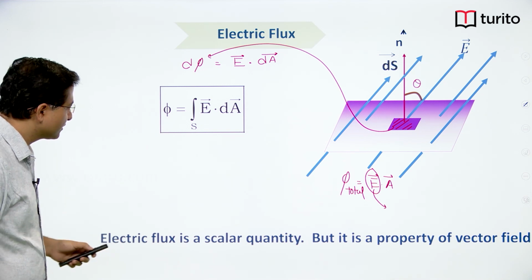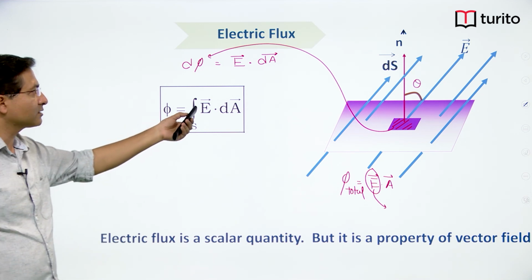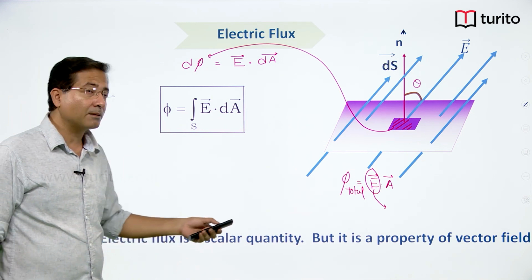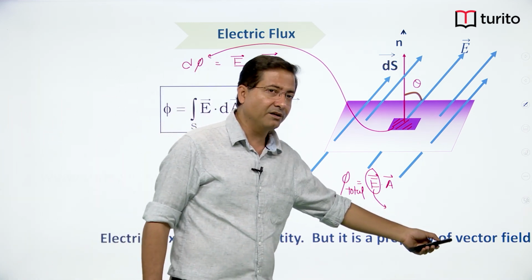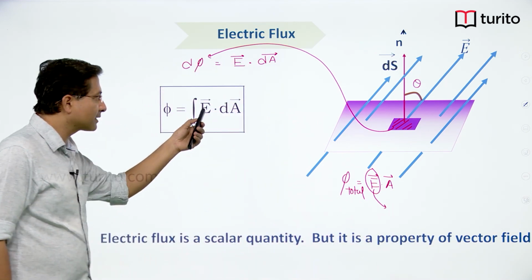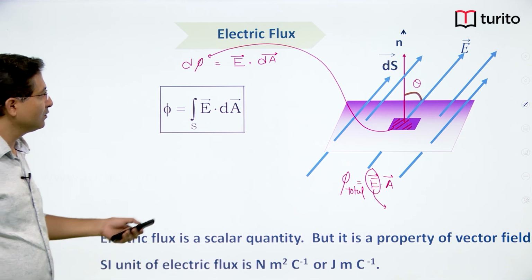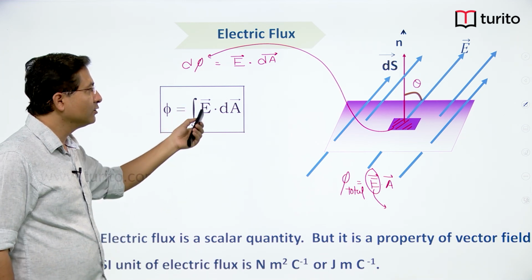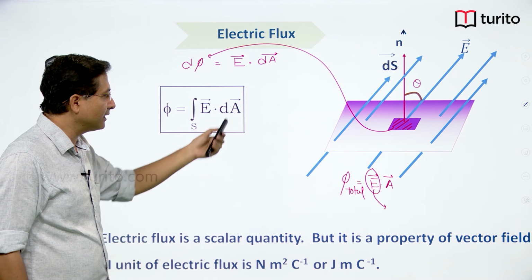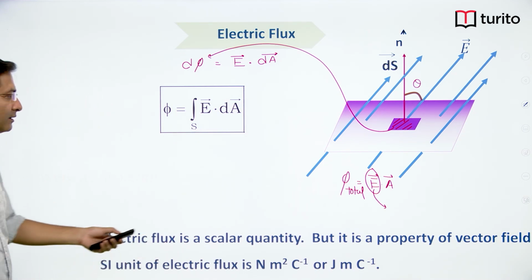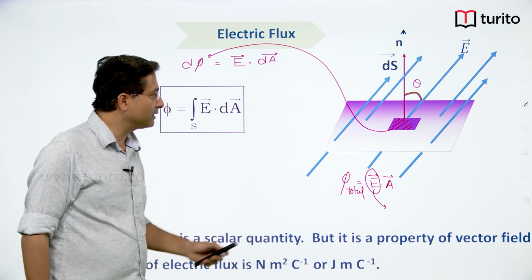Related to flux, see it is a scalar quantity, obviously this vector dot this vector will give you a scalar quantity. It is a scalar quantity, but it is a property associated with a vector field. So field is a vector, but flux is scalar, and the unit can be written as Newton per Coulomb multiplied by the area. By that you can find the unit: Newton per Coulomb into meter square.